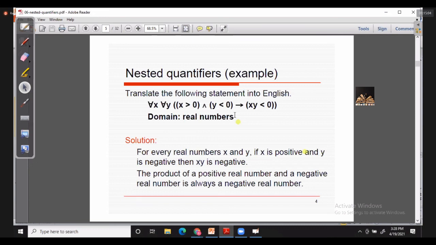Nested quantifier. Translate the following statement into English. For all x, for all y, x greater than 0 and y greater than 0 implies xy less than 0. X is the positive integer, y is the negative integer. Okay, for all x, what are the values? These are the examples of the nested quantifier.